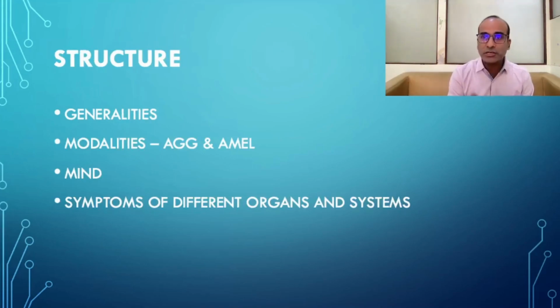So in the structure, how he has written his Materia Medica, every drug is in this format. He first writes the generalities, then modalities, aggravation, amelioration, then mind symptoms, important mind symptoms, and then particular symptoms about the particular system and organs. So this is the structure. In the same hierarchy, he gives the Materia Medica of any drug.